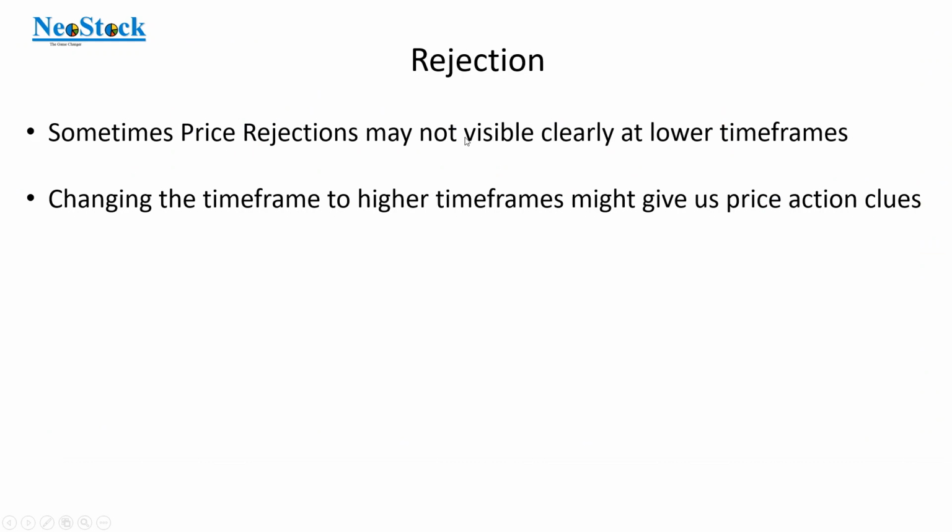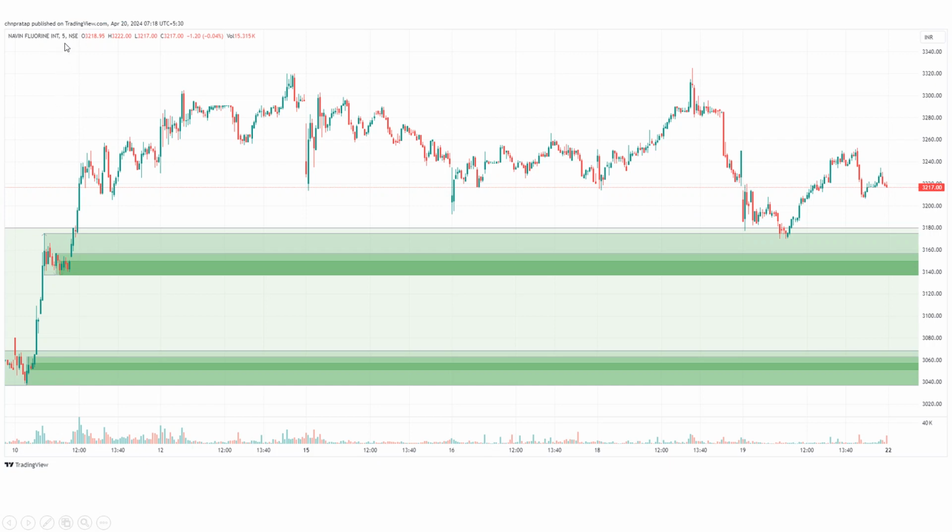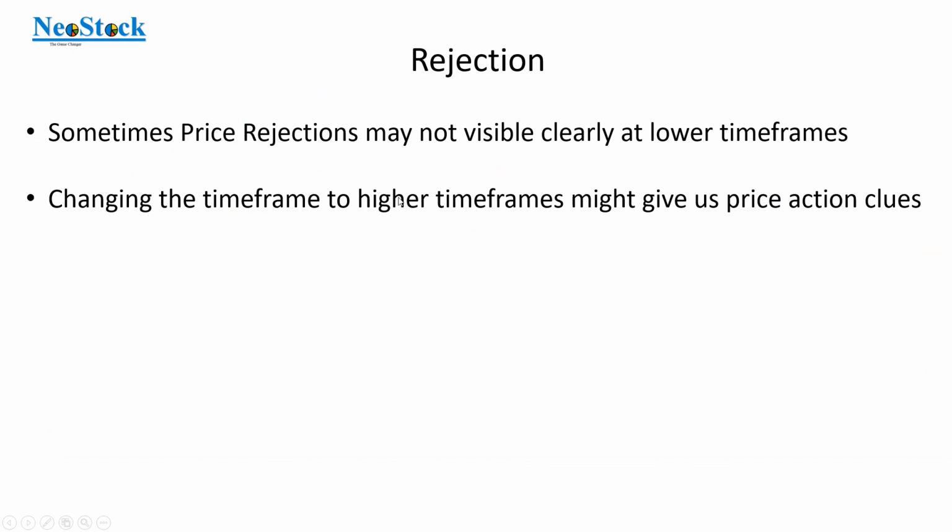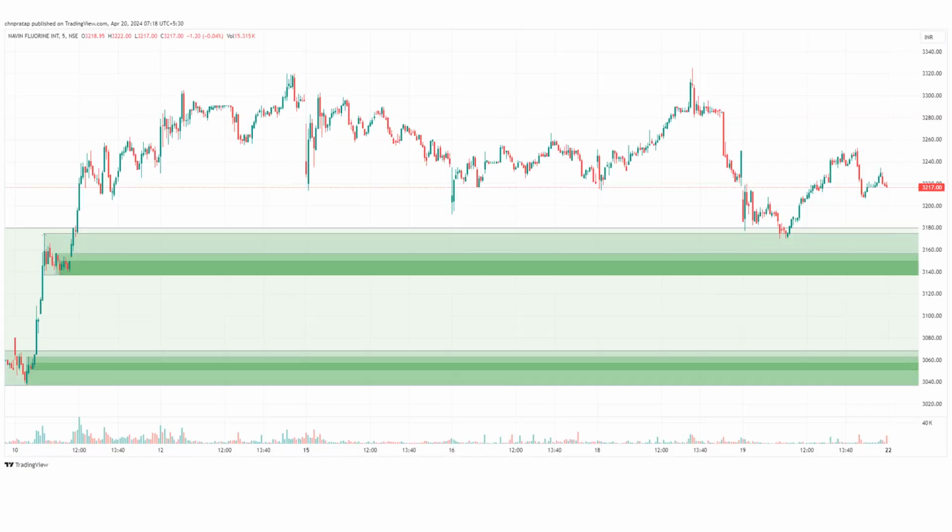Sometimes price rejections may not be visible clearly at lower time frames. Which time frame are we using here? 5 minutes time frame. So changing the time frame to higher time frames might give us price action clues. Now you can change it to 75 minutes or to the daily time frame, either one. If you change, you may see very strong rejections. Sometimes you may not see. If there is no rejection, you don't care about that particular stock regarding this particular topic.